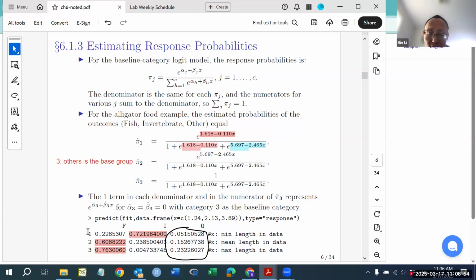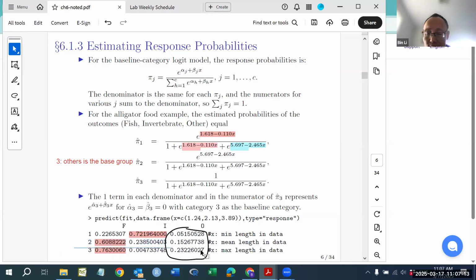So we can do the prediction. For the minimum length, this shows the probability of choosing the fish. F is fish, I is invertebrate, and O is others, for the minimum length. And the second row is the average length.